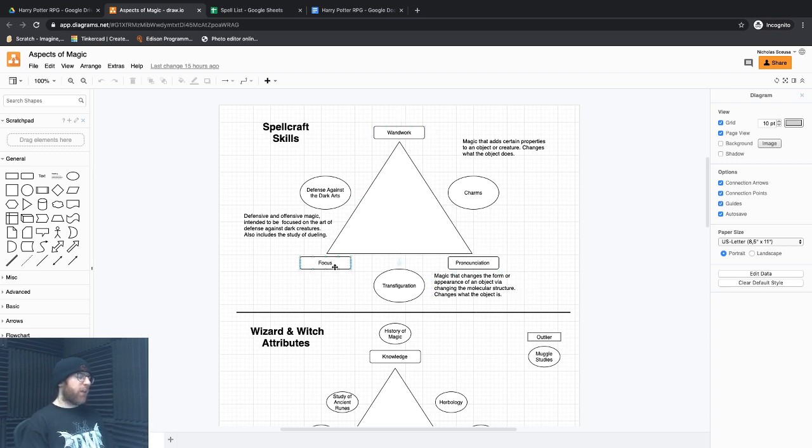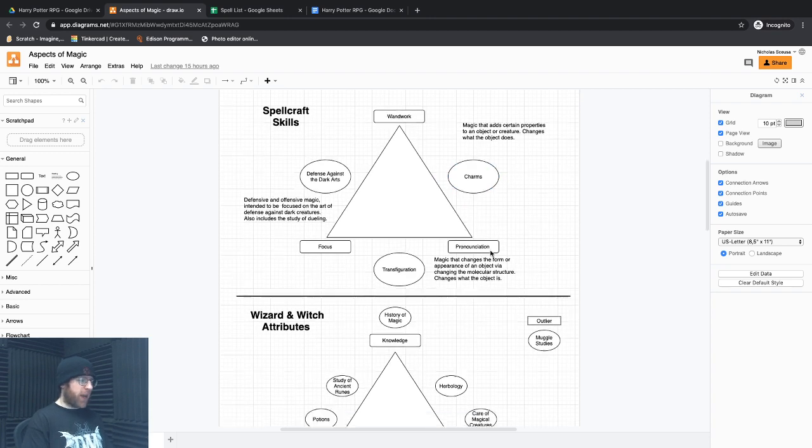And I figured there needs to be some sort of skill enhancement where these will focus into a skill when you're casting a particular spell. So if you have a higher amount of focus versus wand work, then you're going to be a little better at, say, Defense Against the Dark Arts and Transfiguration, and maybe not so hot with the Charm spell. That's how I'm thinking of it right now.